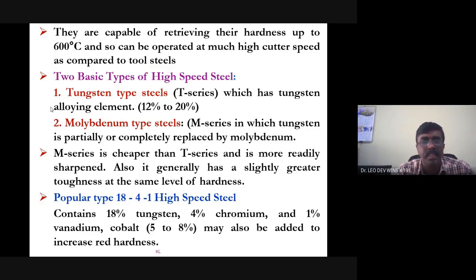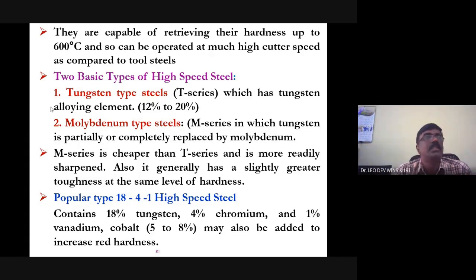M series is cheaper than T series, because molybdenum material is cheaper than tungsten. In the T series, the popular type of high speed steel, which is normally used even in our lab, is 18-4-1 high speed steel.